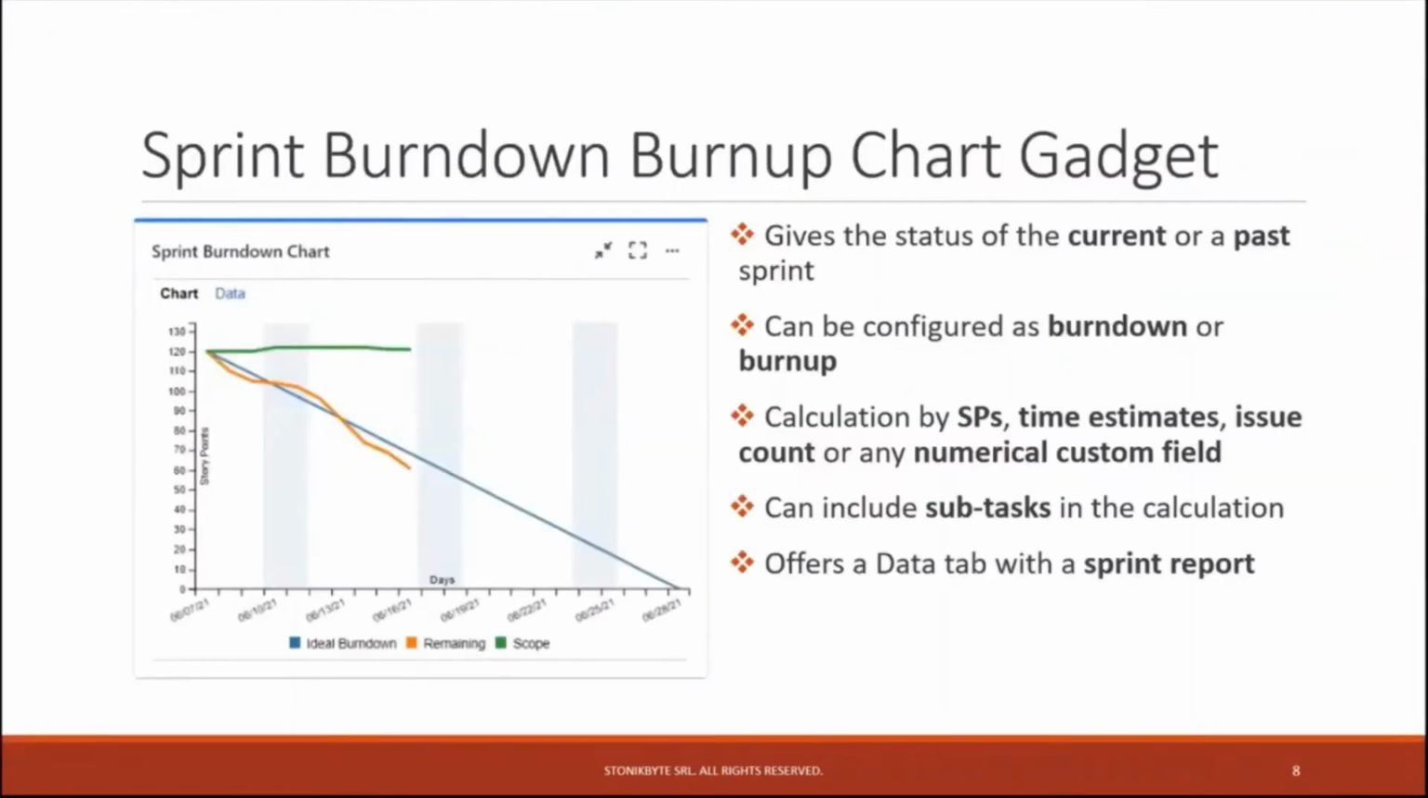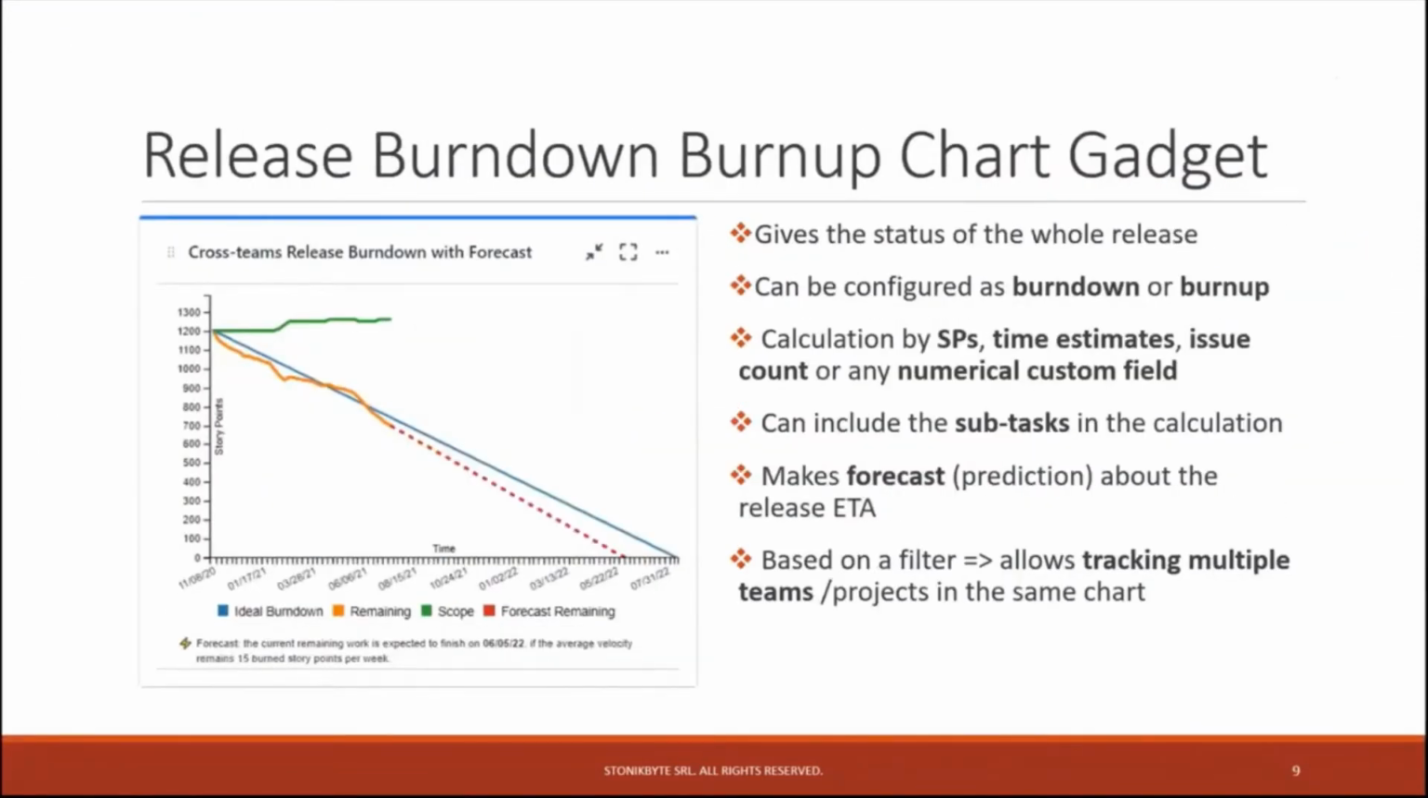Next to this is the release Burnup or Burndown chart. This chart gives you the status at the whole release level, or you can configure it to give you the status at the sprint level if you want, in case you have multiple teams and multiple sprints running in parallel. You can use this to see the progress of the current sprint of all the teams. I will show you how. And it is very similar to the sprint Burndown chart. The only difference is that it is at the release level.